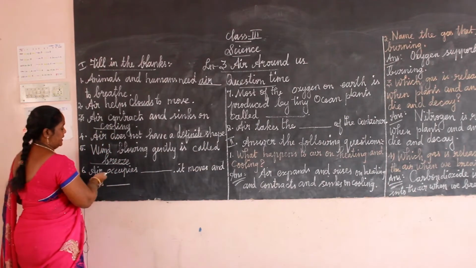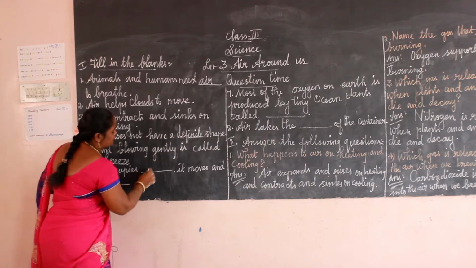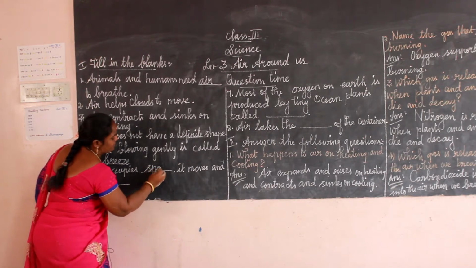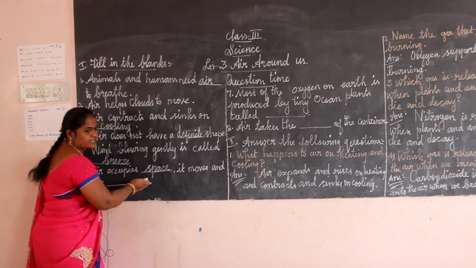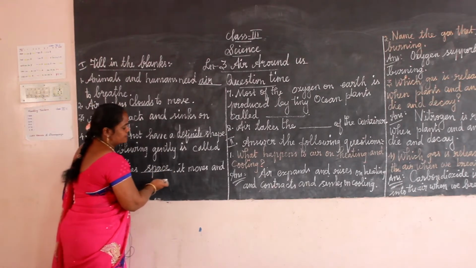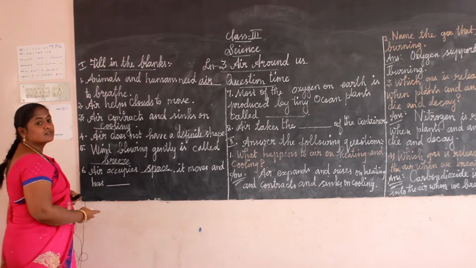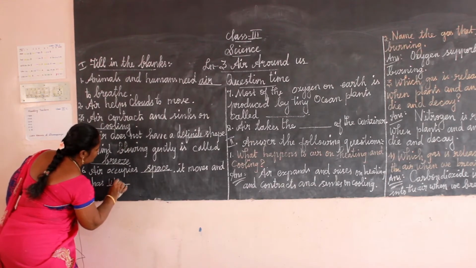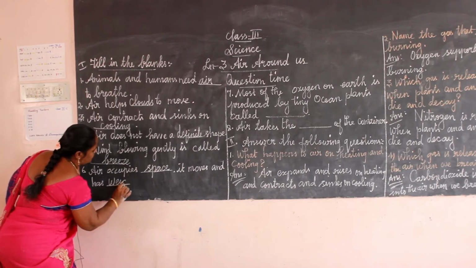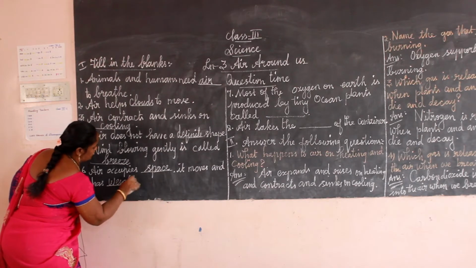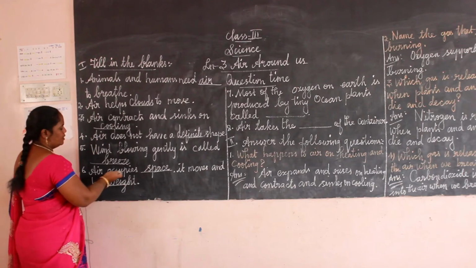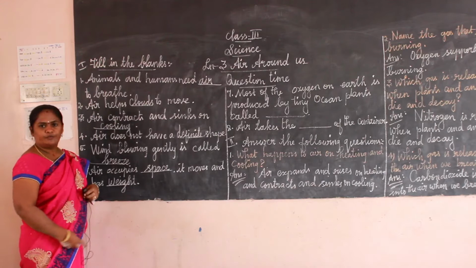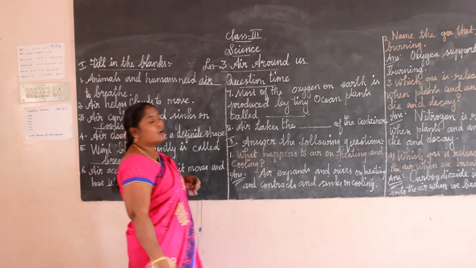Air occupies space. Spell the word space. S-P-A-C-E. Air occupies space. It moves and has weight. Spell the word weight. W-E-I-G-H-T. Air occupies space. It moves and has weight. These are all the properties of air.